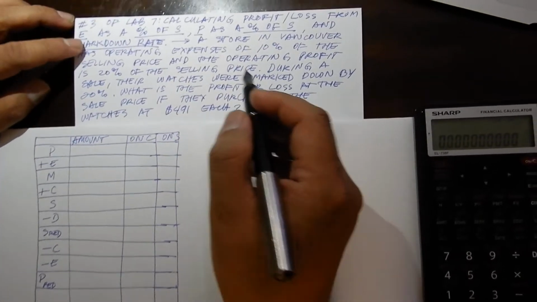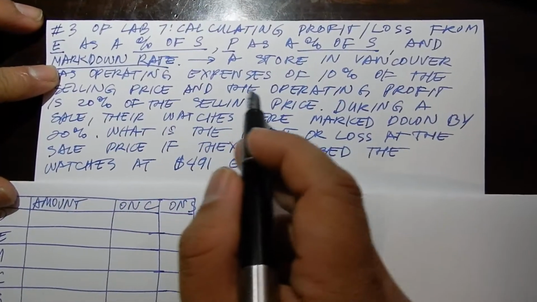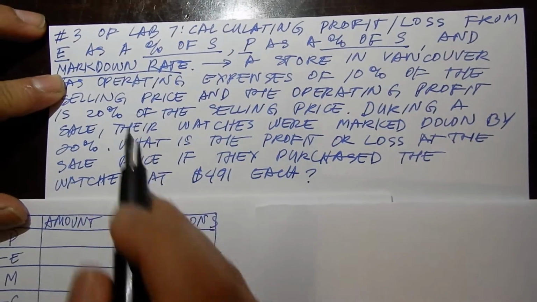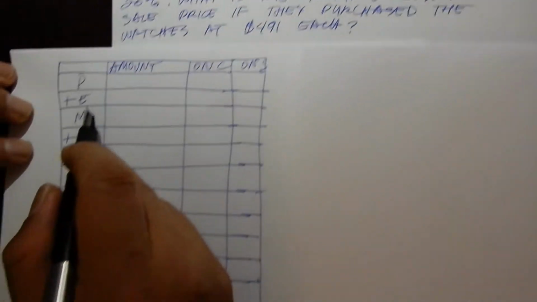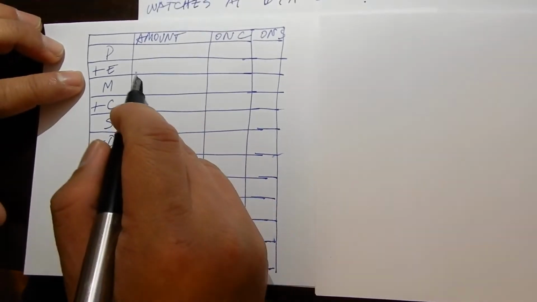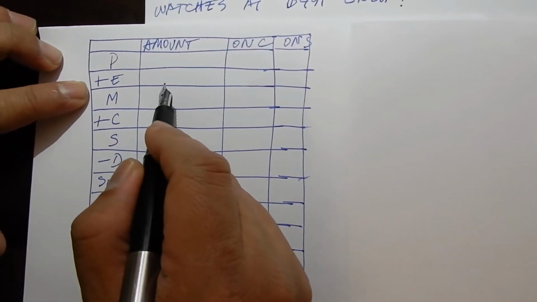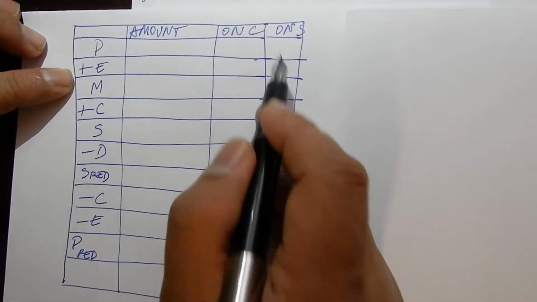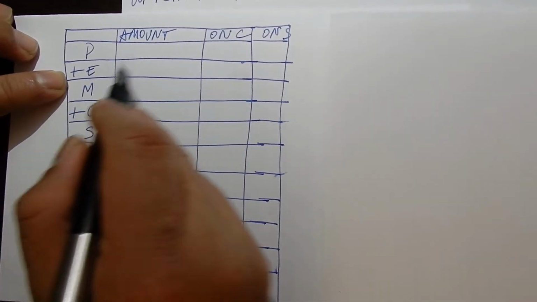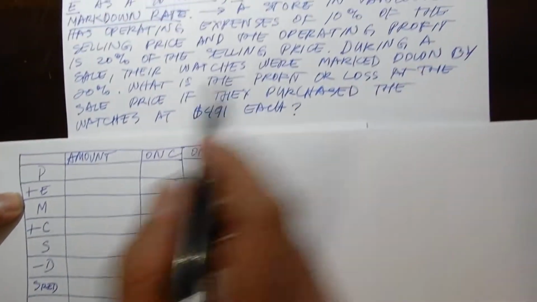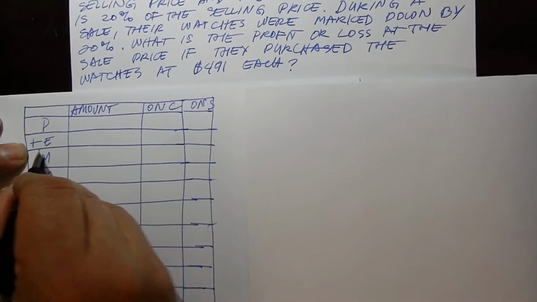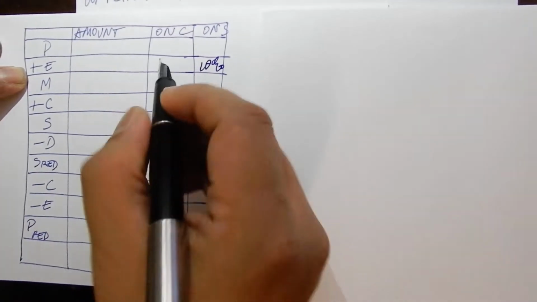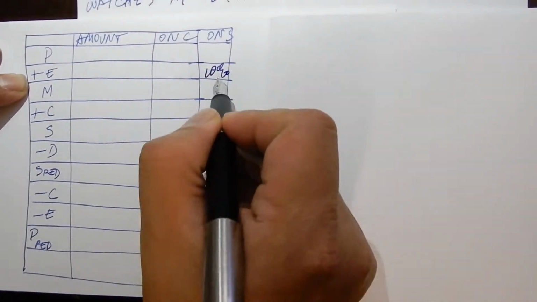Okay, so what do we know? We know that the operating expenses, or E, is 10% of the selling price. Okay, so we have to fill up this E row here. We can't fill up the amount as a dollar value because we're only given a rate of E as a percentage on selling price. So operating expenses is 10% on the selling price. So E, 10% on the selling price, goes under here. If it was cost, it would go under here, but now it's on selling price.